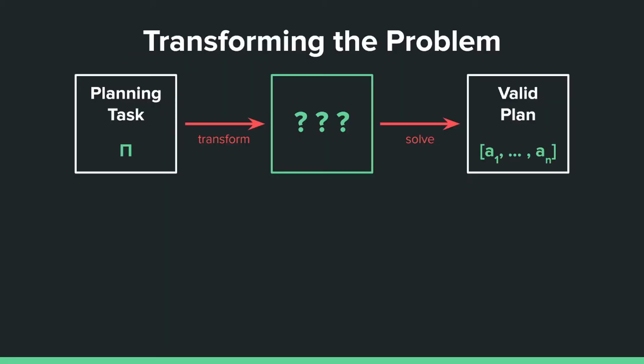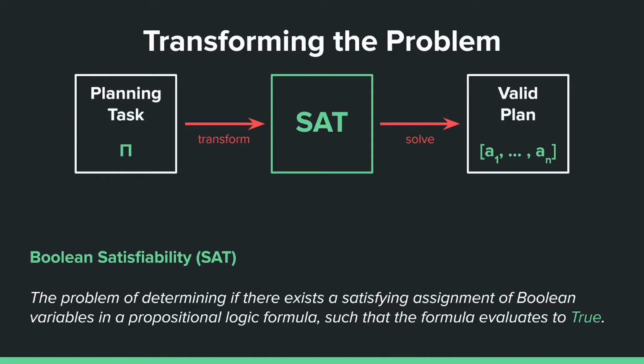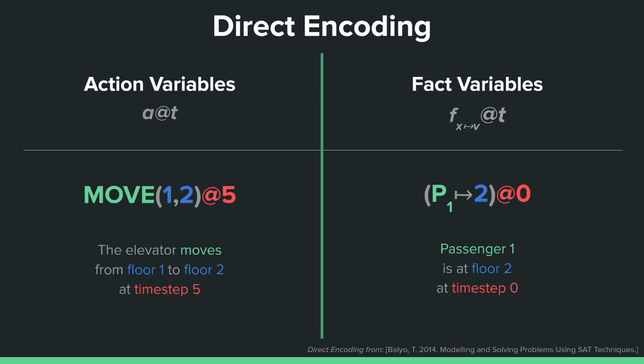But an entirely different idea, and the one that we're concerned with, is solving the planning problem by first transforming it into a different problem, one that we can solve fairly easily using existing general-purpose algorithms. In our case, this problem is Boolean satisfiability, or SAT. We need to transform our planning problem into a SAT problem, such that a valid plan is obtained by solving it using a SAT decision procedure. There exist many ways of doing this, but we used what's called the direct encoding.